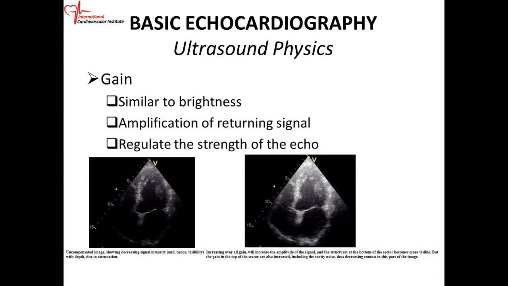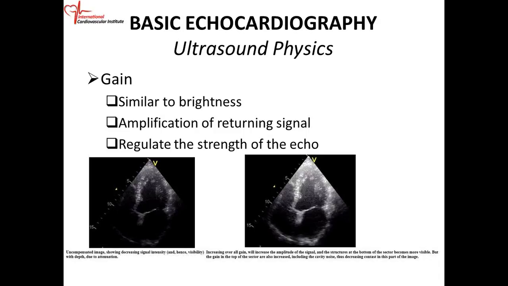And then gain. On the machine, it's not actually on the screen, but it's one of the buttons or a series of buttons that you can adjust. Gain is similar to brightness. If you increase the gain, you increase the brightness. It's basically an amplification of the returning signal. So you can amplify the returning signal to make it brighter. Okay?